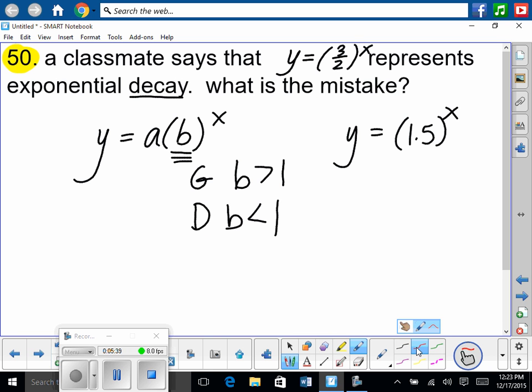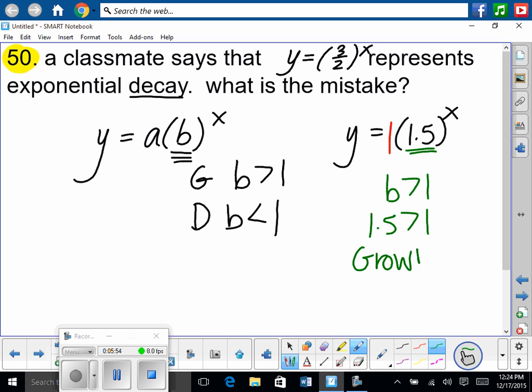Now our a value on this one is 1. There's always a 1 written there. But we look at our b value to see if it's growth or decay. So notice 1.5 is greater than 1, so our b value, 1.5, is greater than 1. So it's got to be growth. That's why your classmate was mistaken, because b, even though it's a fraction, still equals 1.5, which is greater than 1.